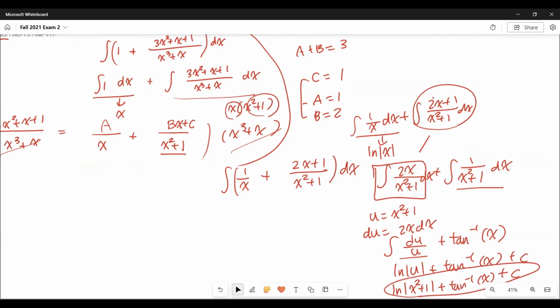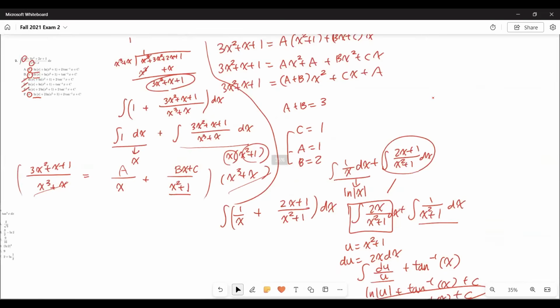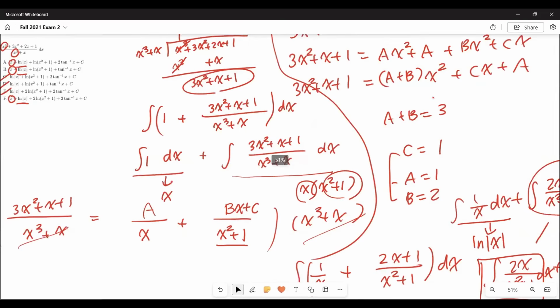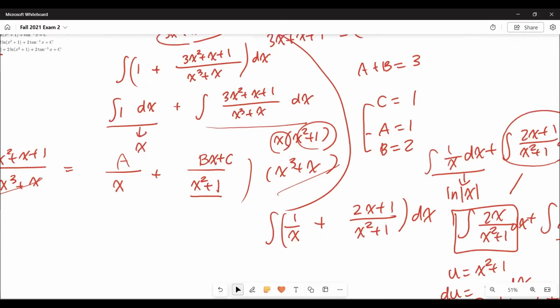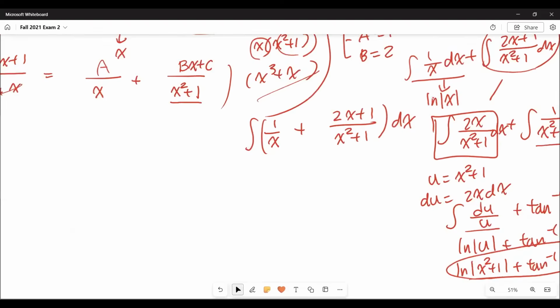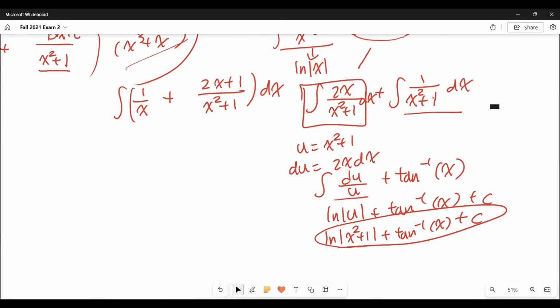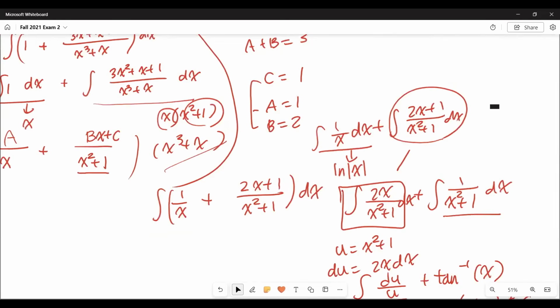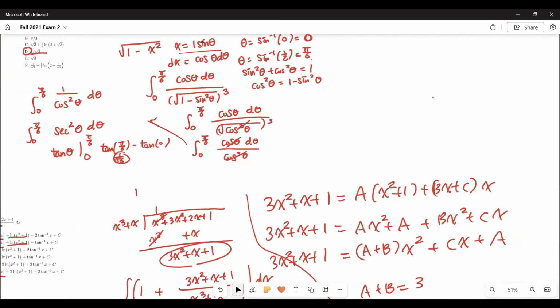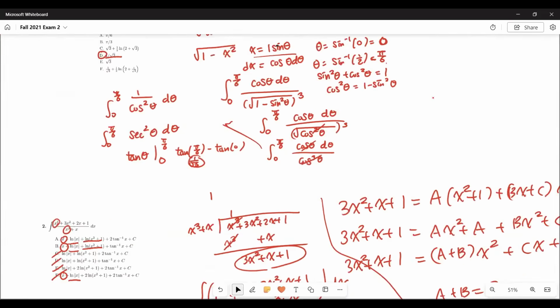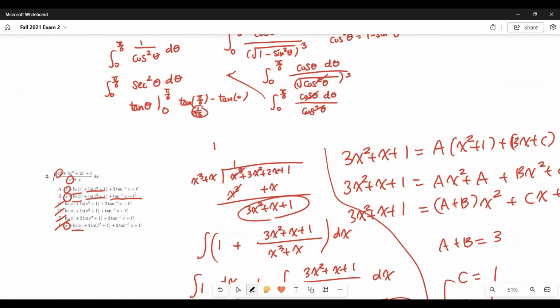This is a long question. Sorry, it's a little messy. But if you look at the options, both have ln x, and then we have ln(x squared plus 1), so it will be a, b, not f. And then it's inverse tangent of x, and then plus c, the constant, because it's an indefinite integral. So the answer for this question is B.